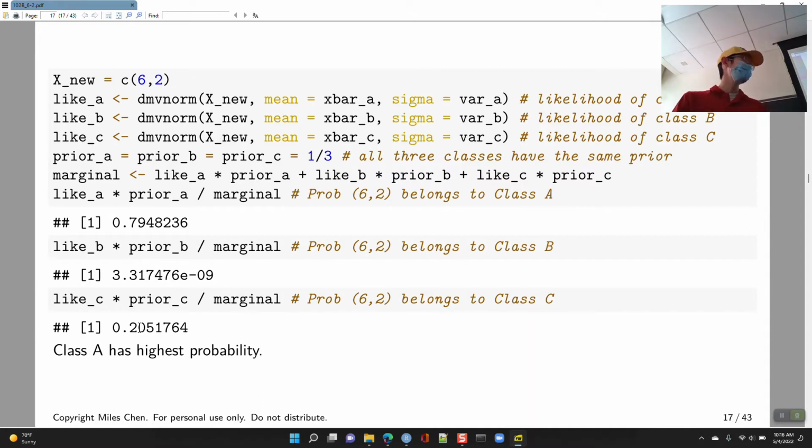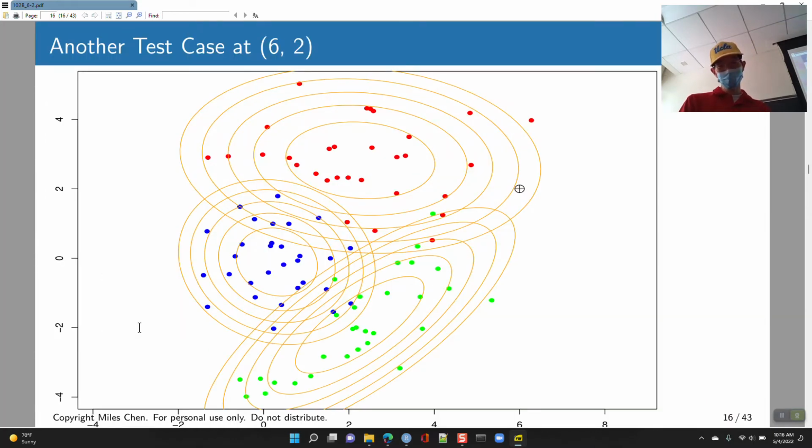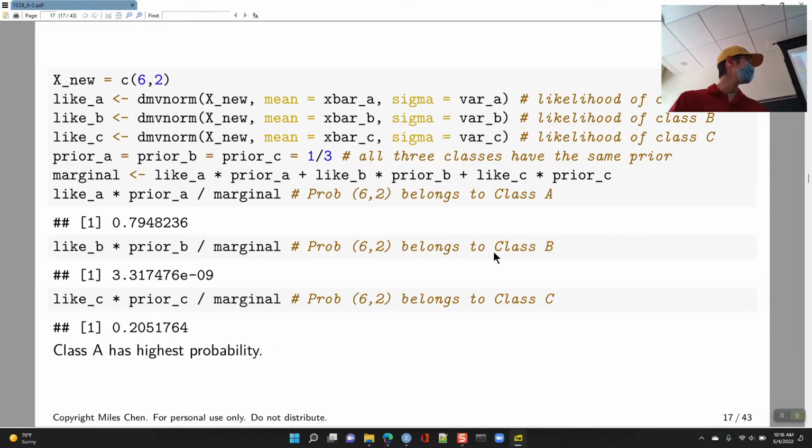It's hard to tell, but I guess it makes sense, because if you look at this, the point is within the final ring, whereas it's definitely outside of the final ring for green. So that makes it a little bit more likely to be A.